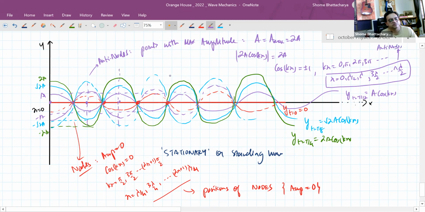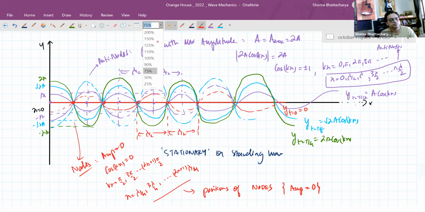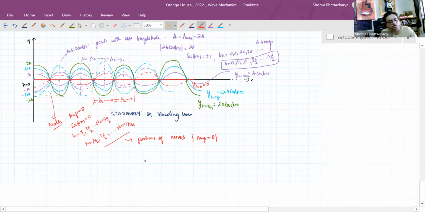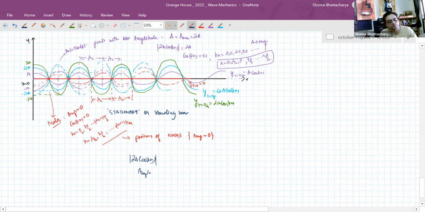So you can also see that consecutive nodes will be at a distance of lambda by 2. So these are all very important facts to understand and remember about standing waves. And these are the distance between corresponding nodes. Nodes are the position at which the amplitude is zero. So you can see that mod 2a cos kx, which is the amplitude, generally speaking varies between 2a and 0. So 2a is the position where we have antinodes, and 0 is the position where we have nodes.